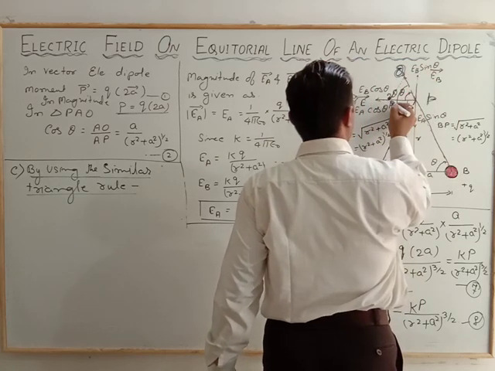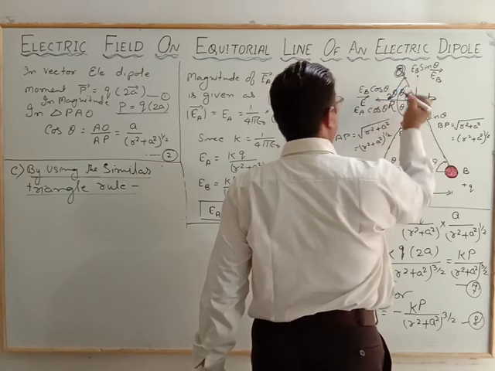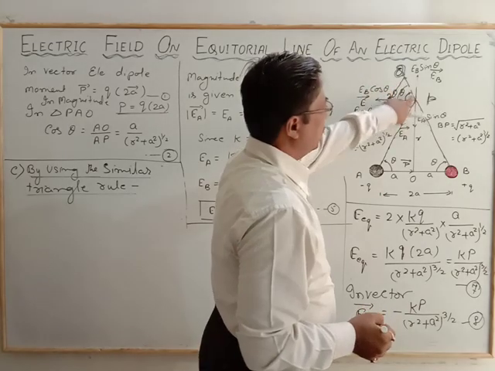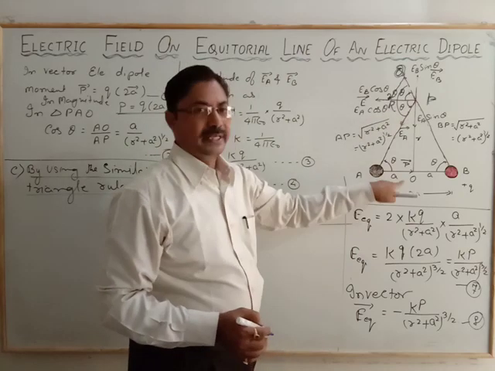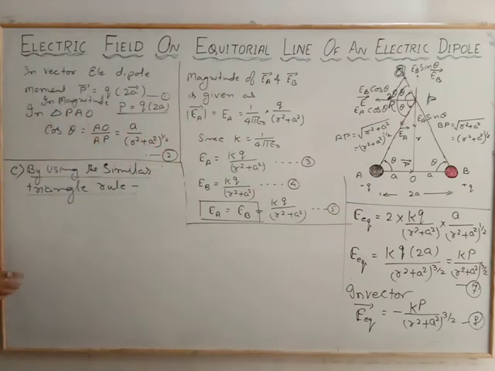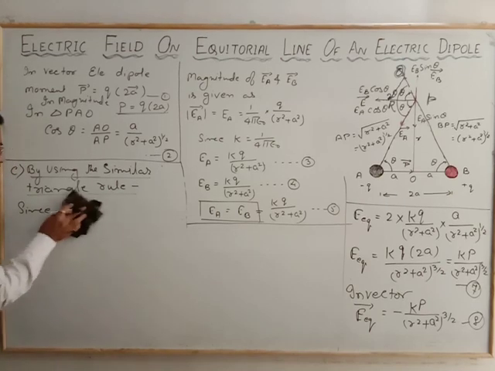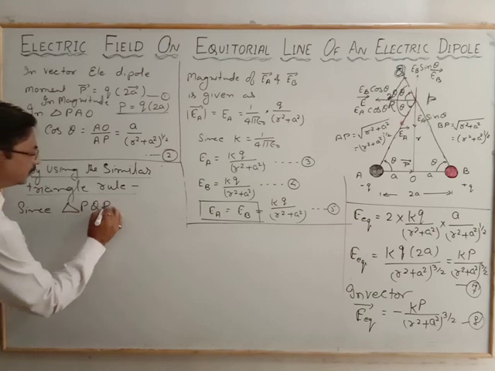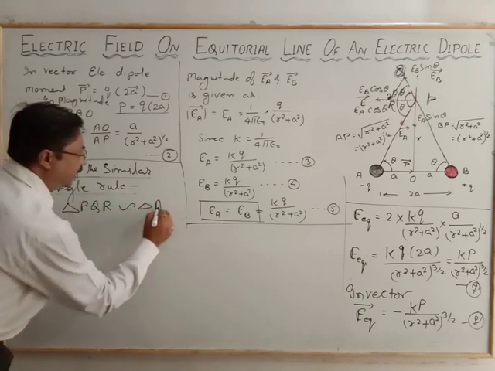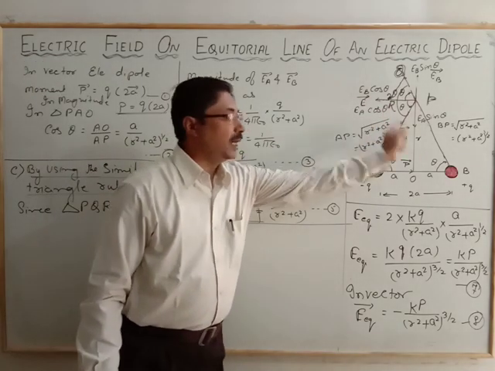Here it is the Q and this one is the R. Now this is the triangle PQR. Here PQR is a triangle and PAB is another triangle. These two triangles are similar triangles. Since triangle PQR is similar to triangle ABP, their ratios of the arms are also equal.